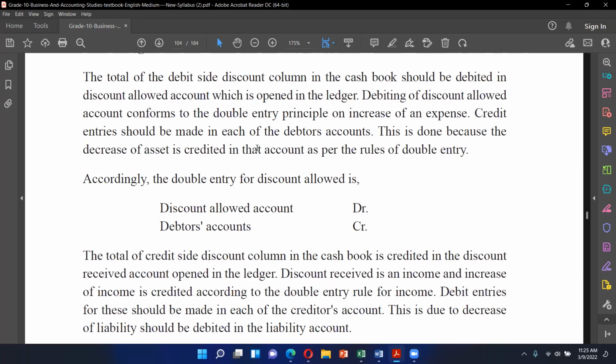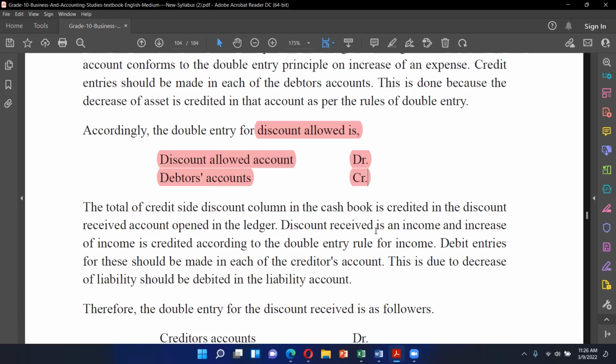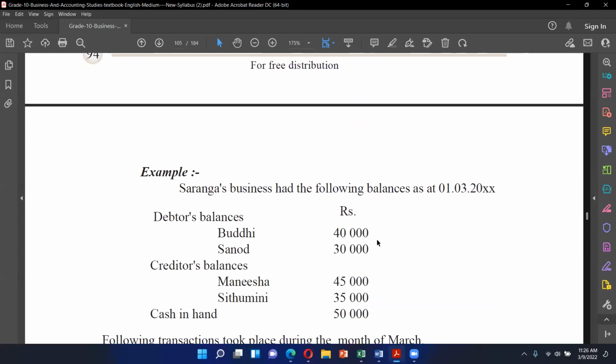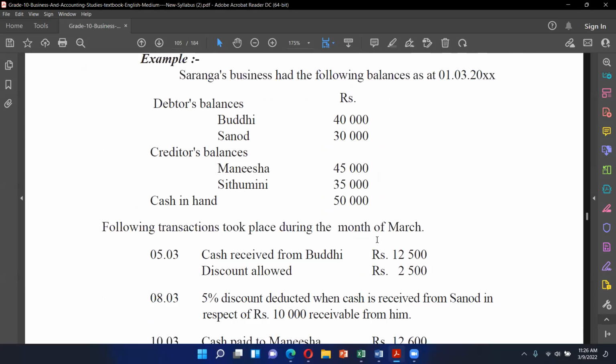So the double entry for discount allowed, only the discount amount itself: debit discount allowed because it's an expense, and credit debtors account. And the opposite, discount received: debit creditor or accounts payable, credit payable, and credit discount received. Okay, right.